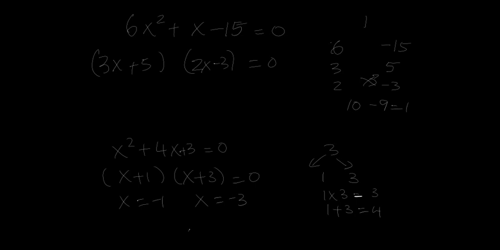Then you do normal equation solving. So 3x plus 5 equals 0. X will be minus 5 over 3, and 2x minus 3 equals 0, so x will be 3 over 2. And this is how we'll solve this equation. All right, so these were the basics of quadratic equation solving. Next time I'm going to show you how to actually solve a quadratic equation, but using the quadratic formula now. All right.